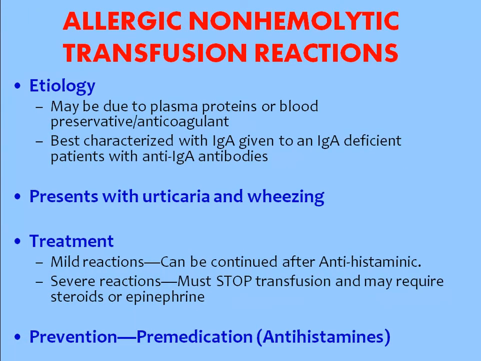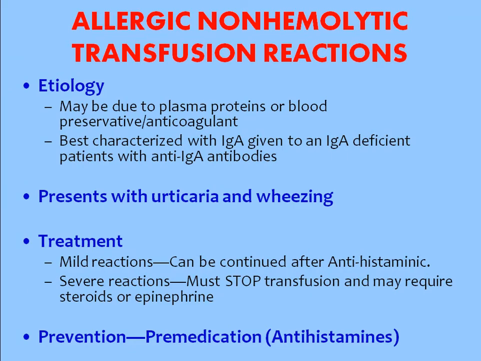Then comes allergic non-hemolytic transfusion reactions. It is because of plasma proteins or blood preservatives or anticoagulants. It is best characterized by immunoglobulin A given to IgA deficient patients with anti-IgA antibodies. It presents with urticaria and wheezing. Mild reactions should be treated with antihistaminics and the transfusion continued. Whereas for severe reactions, you must stop the blood transfusion and it requires steroids. Then for prevention or pre-medication, antihistaminics can reduce the reactions if given before transfusion.